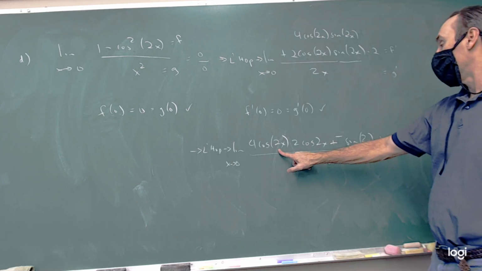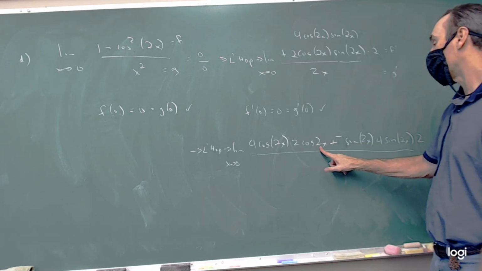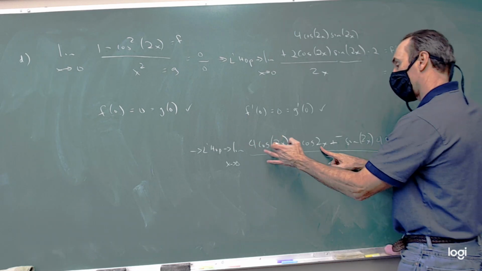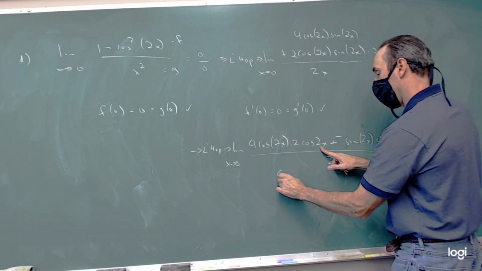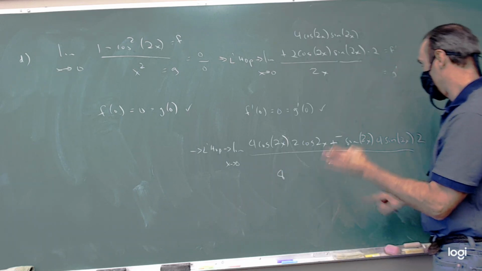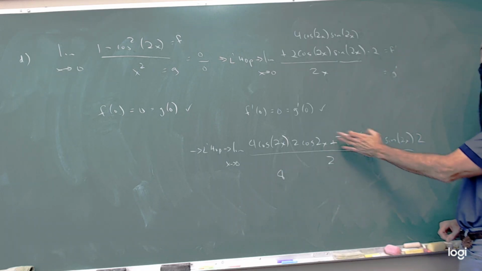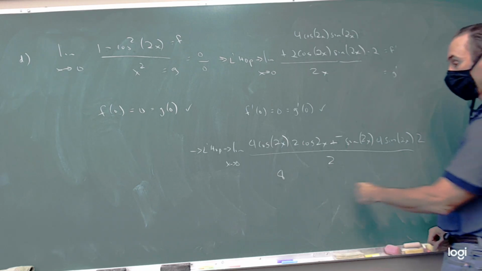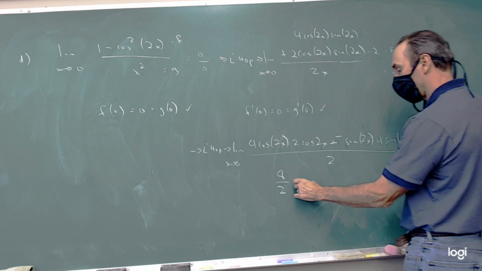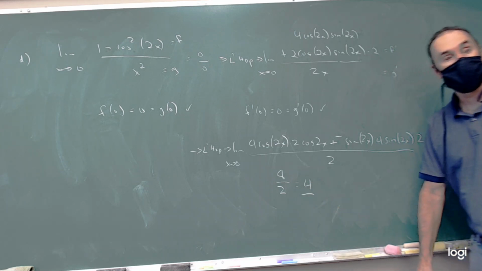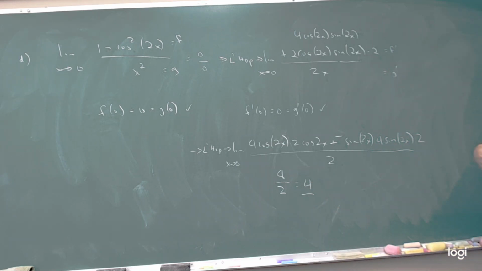Cosine of 0 is 1. There's another cosine of 0 is 1. So that's 4 times 1 times 2 times 1. That's going to be 8. There's a sine of 0, which is 0. All that stuff's wiped out. It's gone. It's going to be 8 over 2, which is 4. That's our limit. So you can do L'Hopital's rule repeatedly until you get some kind of resolution.